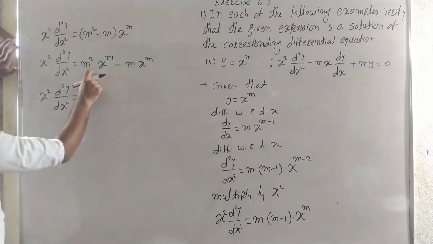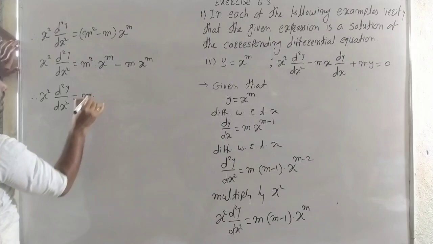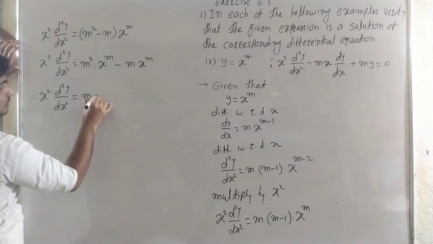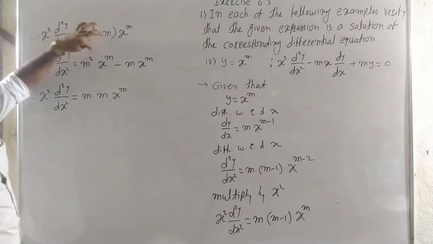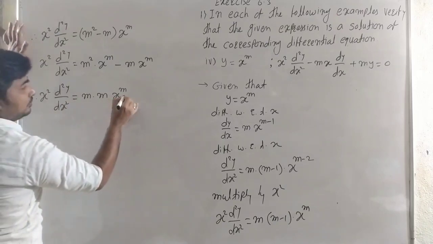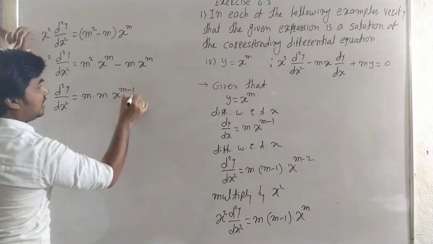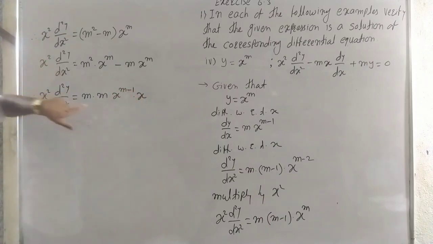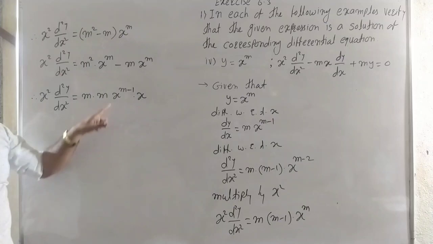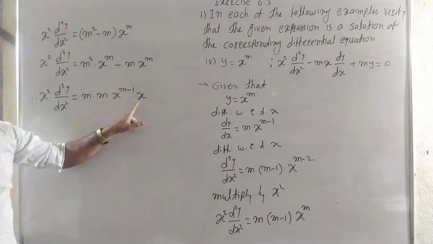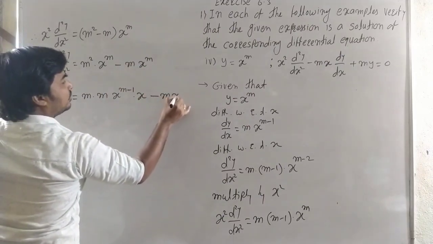So here, this term, it is m x to the power m. We can write it by dividing and multiplying by x: m into x to the power m minus 1 into x. See carefully this. Here it is m, we can write m into m. x to the power m we can write as x to the power m minus 1 into x. And this second term as it is, m into x to the power m.